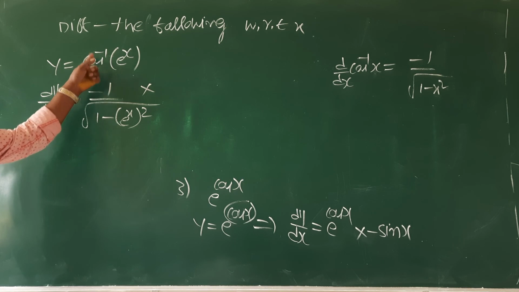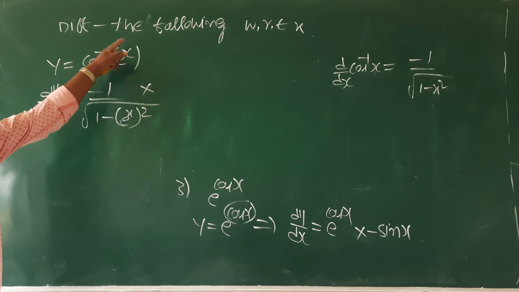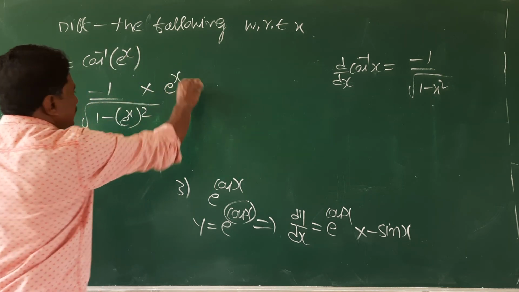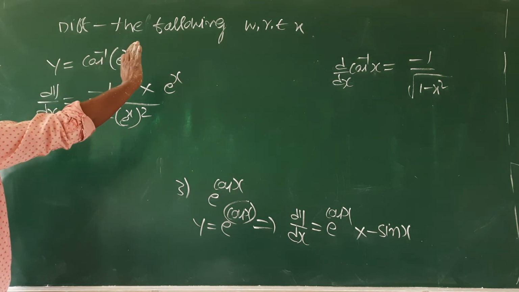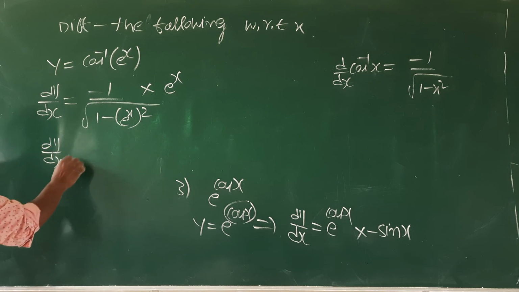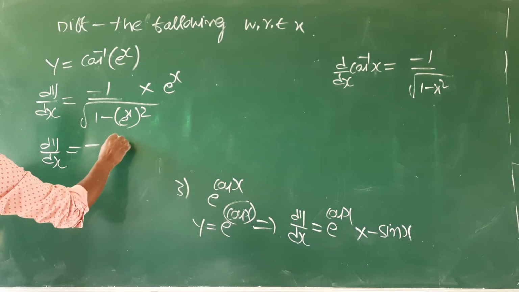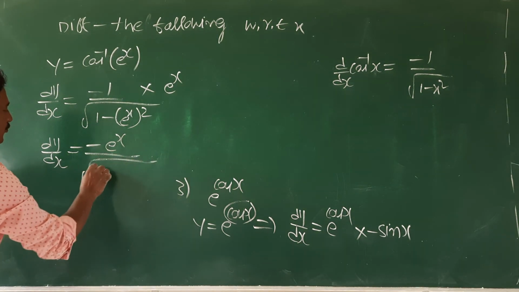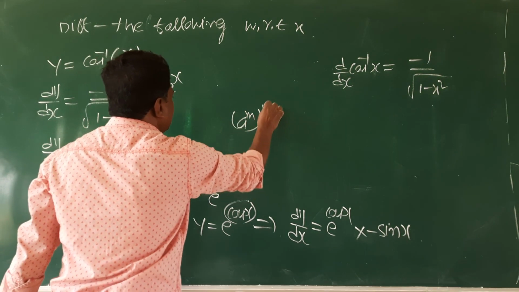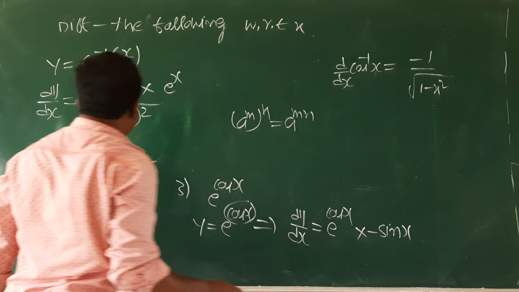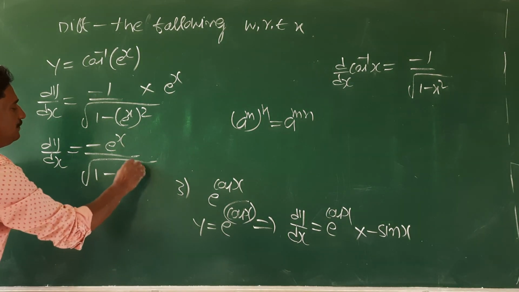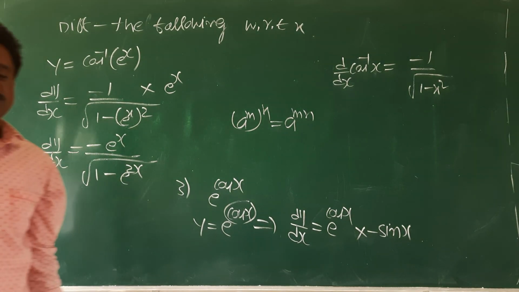Differentiating cos inverse over, go inside. Inside we have e power x. Differentiation of e power x is e power x. That's all, we don't have anything other than this. Write this neatly once. So dy by dx is minus e power x by root of 1 minus a power m whole power n, that is a power m into n. So x into 2 means 2x: e power 2x. I hope you understood, students.